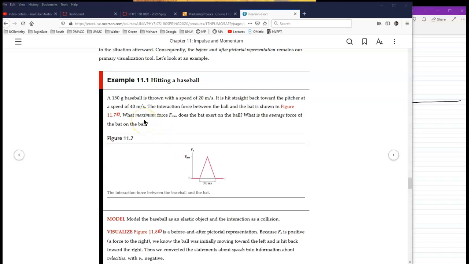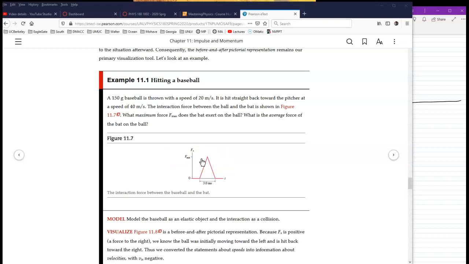His question is, what maximum force, F sub max, does the bat exert on the ball? Basically, see that F max right here? He wants to know this peak value, what is it? And he said, what is the average force of the bat on the ball? Now, the average in general for any function, even from calculus, is the area under the curve. That's the average value, okay? Now, the maximum value is the peak of it, I'll come back to it. I'll show you what that means, okay?